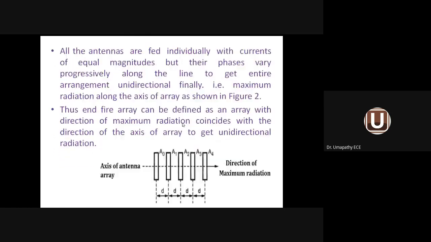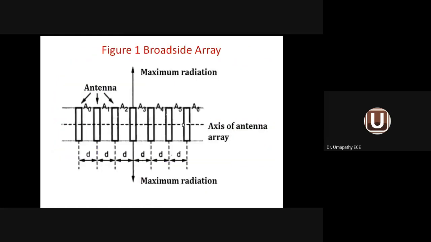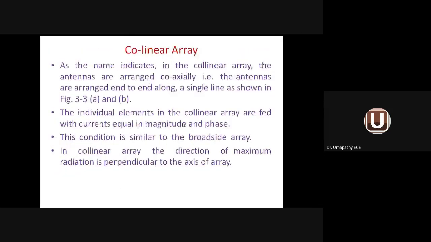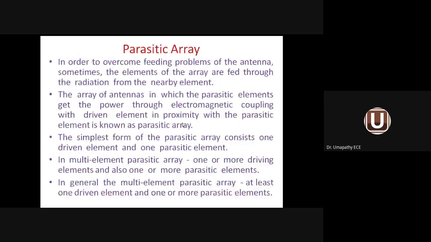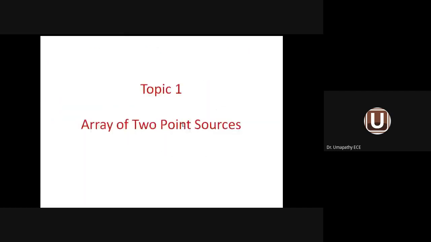So from the beginning, what we have seen means why should I go for an antenna array? What are the 5 parameters binding with the antenna array? By using an antenna array, what are the advantages I am going to get? Maximum gain, maximum directivity. So classification of antenna array: broadside array, end-fire array, collinear array, and parasitic array. 4 types of array. Let us go to the subject.